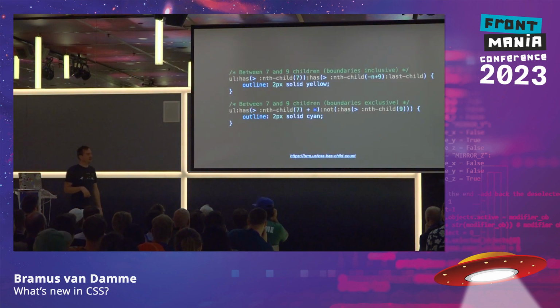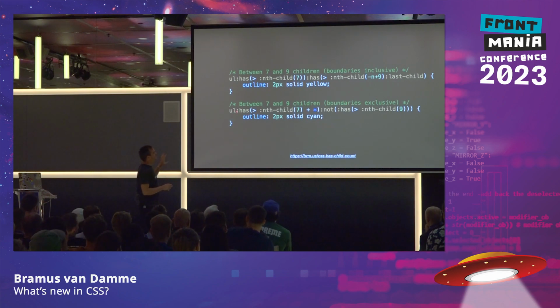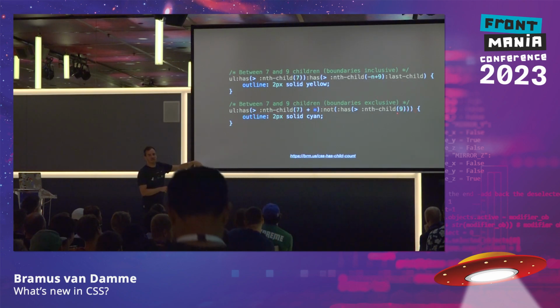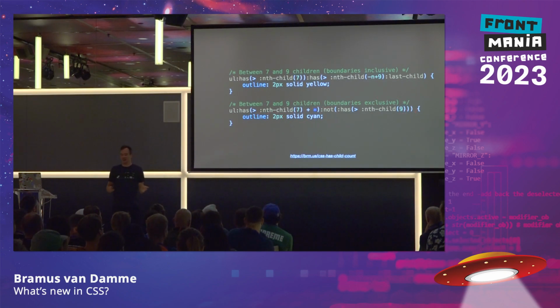You can also do this kind of stuff. Please don't do it. But you can say, if the list item has between 7 and 9 children, then style it that way. If I show this to our engineers, they go like, oh, no, don't use it. This is bad for performance, you really shouldn't use it. And this is also my message to you.